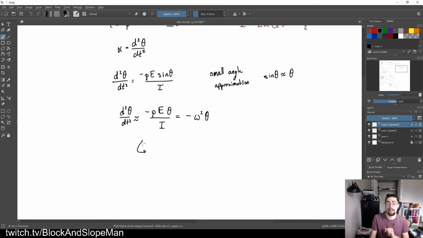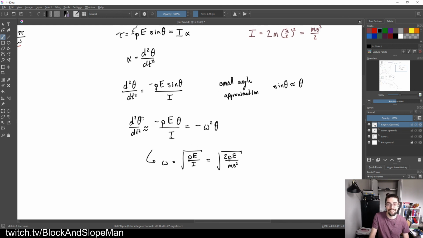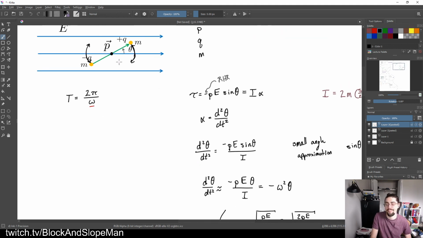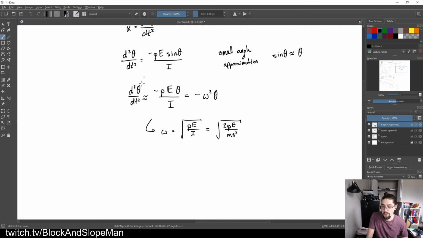I can pull those out by themselves, and I can say that omega is equal to the square root of P E over I, which at this point I'm getting pretty close to the end of the problem, so I might as well plug in for I. This is 2 P E over M S squared. And there we have our expression for omega. Deceptively simple is what we said about that expression. So that's where we are with this. We plugged in all of our things. We found what omega should actually be.